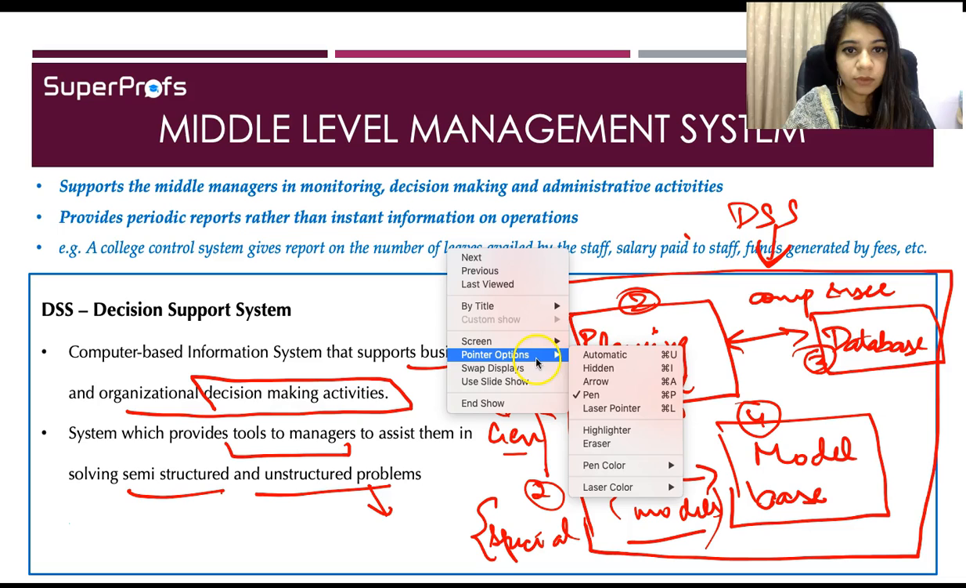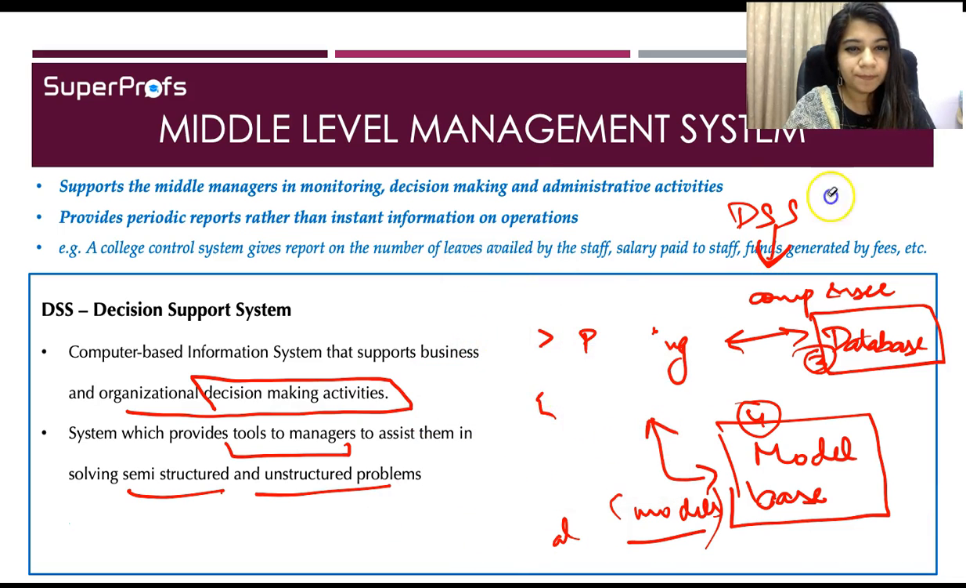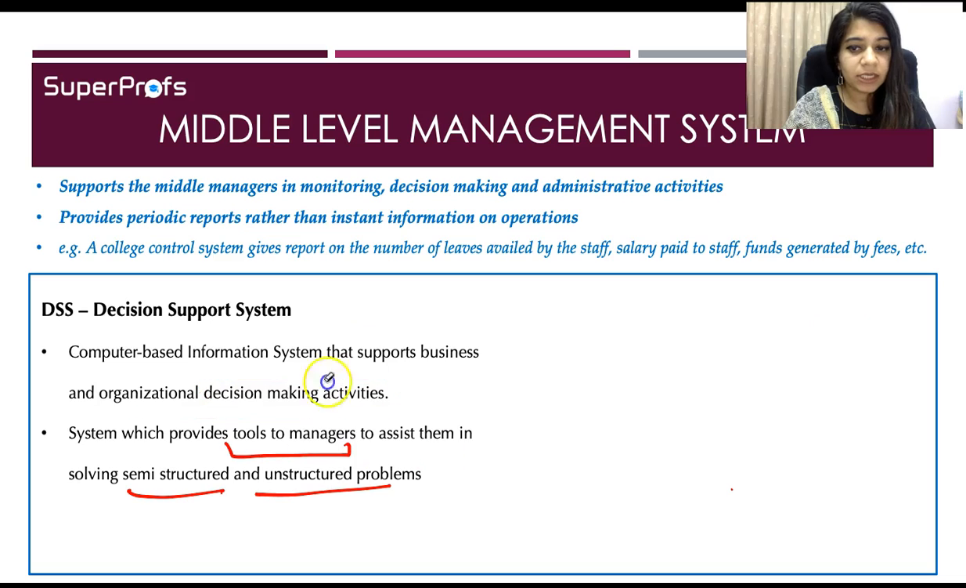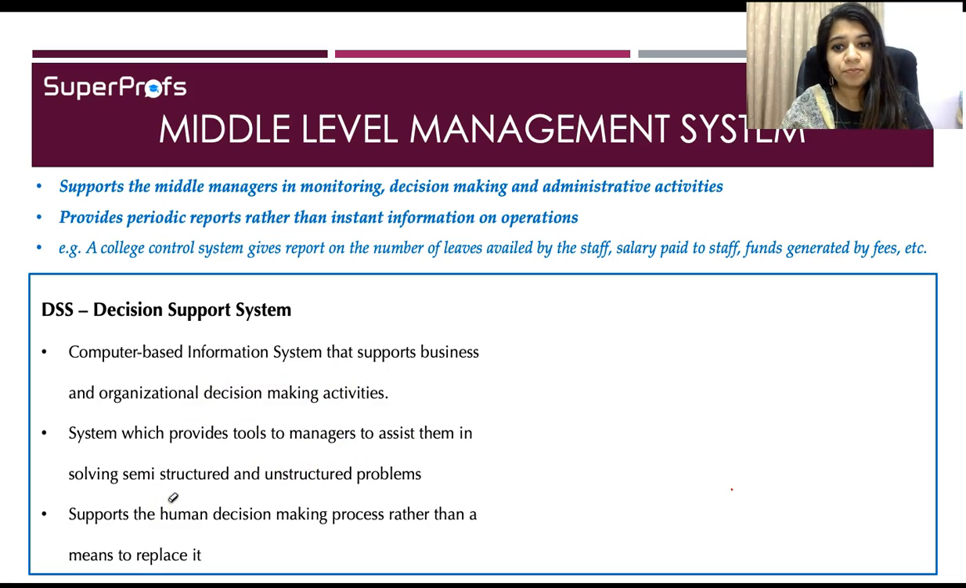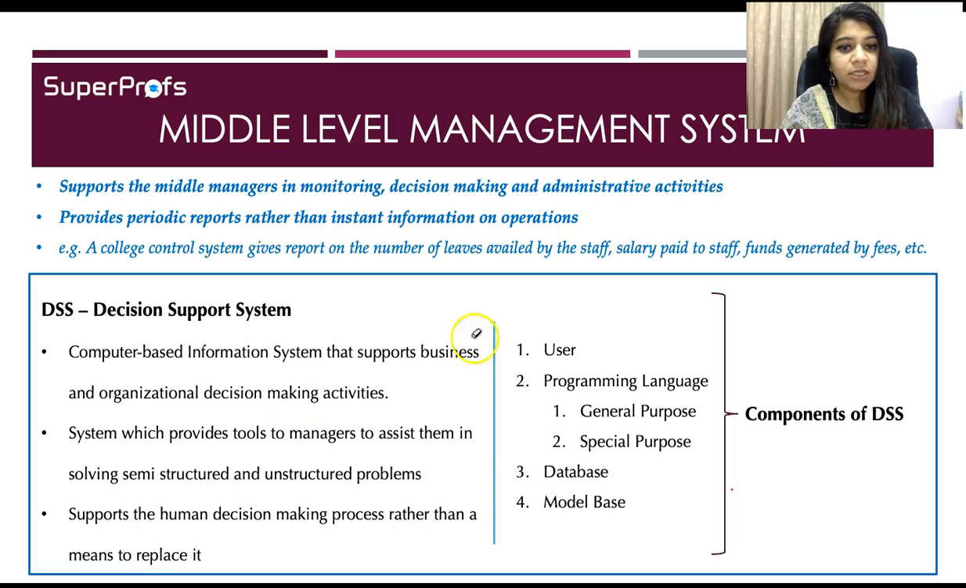Now let us study further. I hope the diagram is clear to you. So these are the four components of DSS: user, programming language, database, and model base. And the two kinds of programming language are general purpose and special purpose.